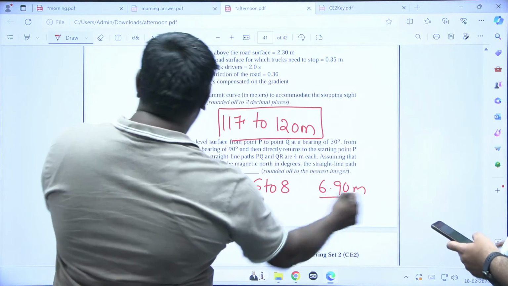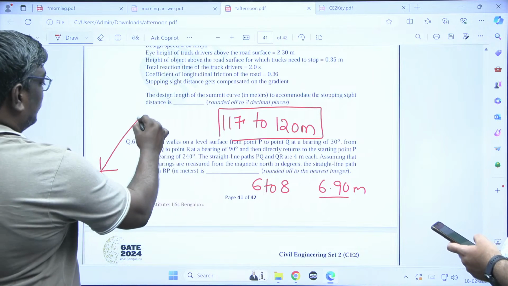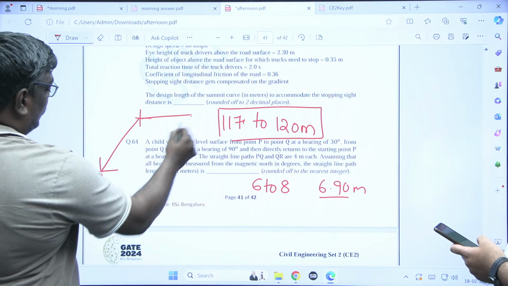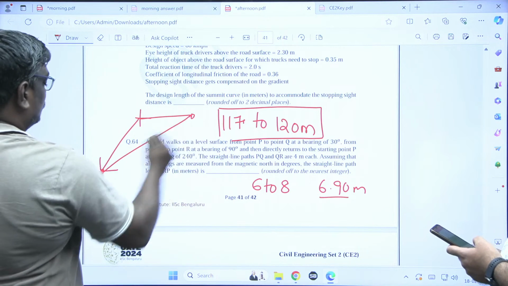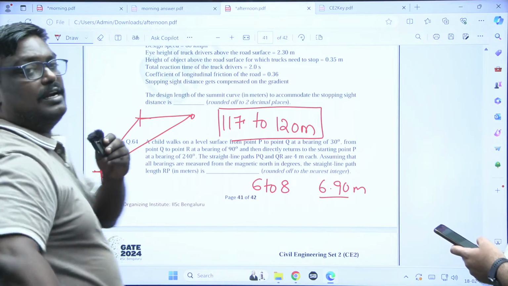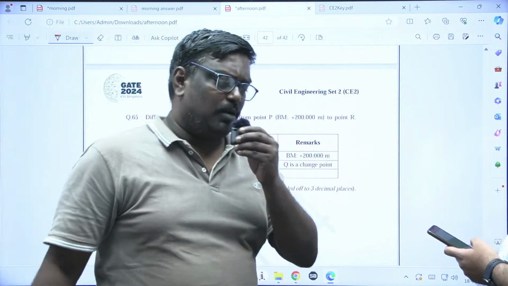Actually, it will come to 6.90 meter or something. Here you have to form a traverse, and from this he is asking what this distance is. If you know the latitude and departure concept, it is a very easy problem to solve.